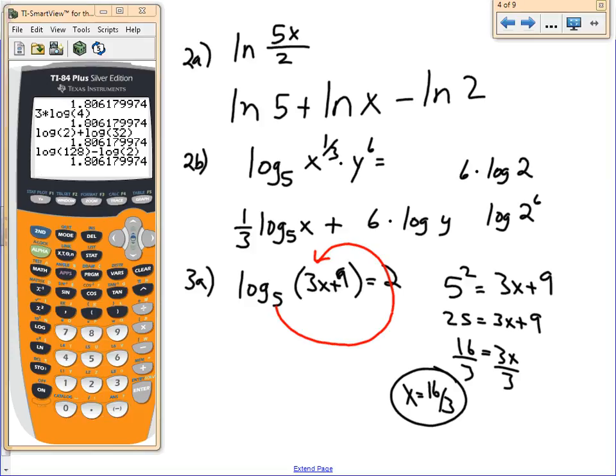Guys, with exponential equations, you have to check. Take that 16 thirds and plug it back in. 3 times 16 thirds plus 9 is 16 plus 9, which is 25. So this says log base 5 of 25. That was one of our warm-up exercises. I did that on purpose. Log base 5 of 25 is 2. It works.